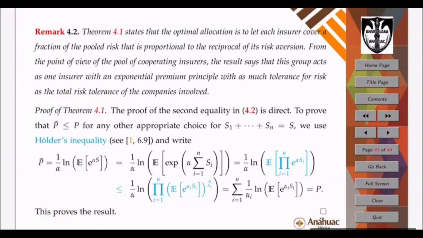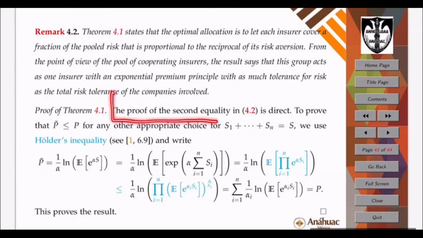So this result states that the optimal allocation is to let each insurer cover a fraction of the pool risk that is proportional to the reciprocal of its risk aversion, the reciprocal of its risk aversion. This means that the group acts as only one insurer with an exponential premium principle, with as much risk tolerance as the total risk tolerance of the companies involved.